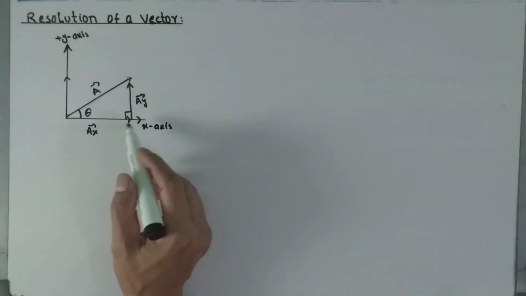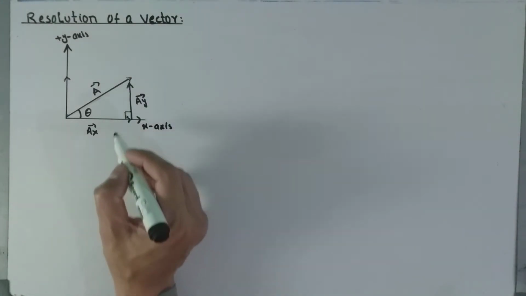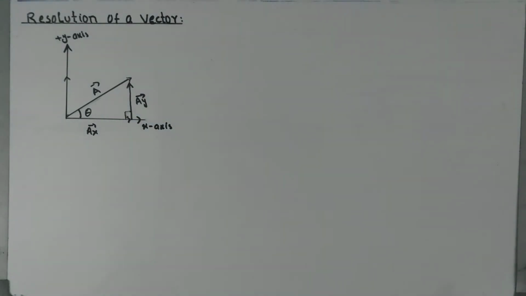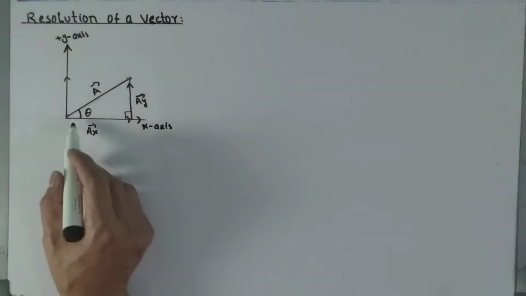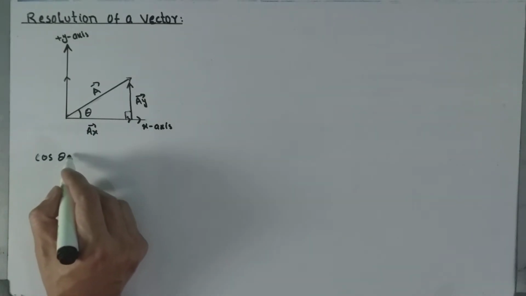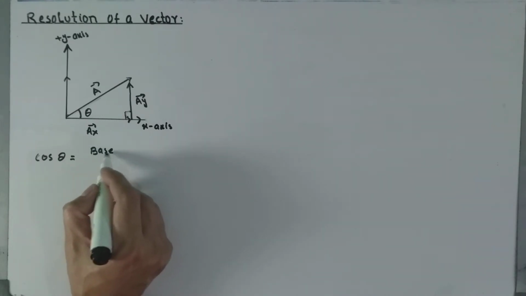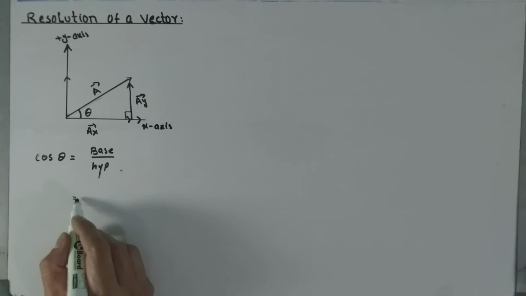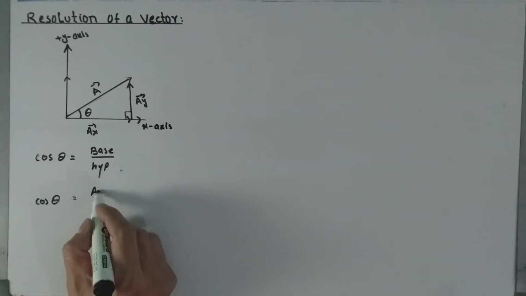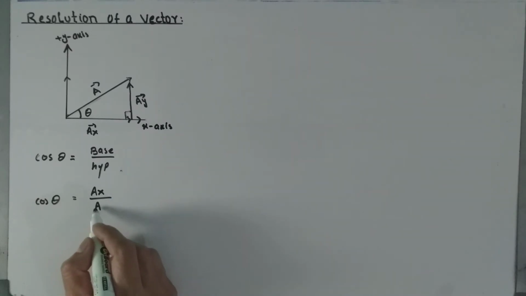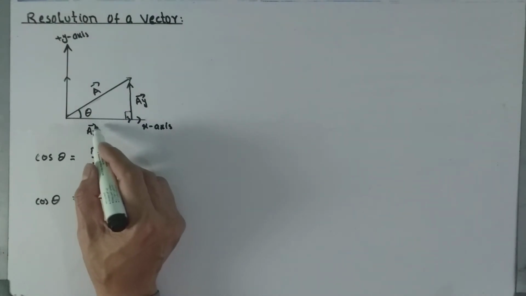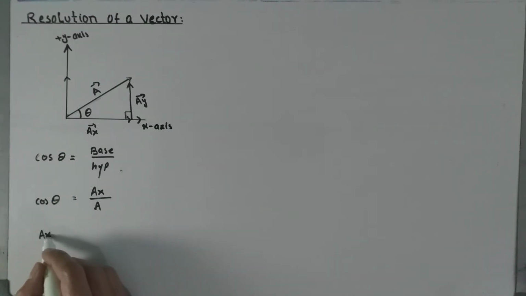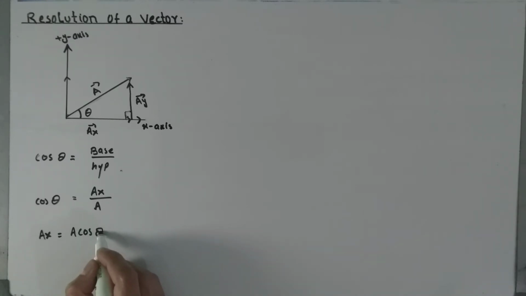Now you can see that there is a right angle triangle. This angle is 90 degrees, this is the perpendicular, this is the horizontal, and this will become the hypotenuse. So for the horizontal, we can use cos theta. Cos theta is equal to base upon hypotenuse. The base is Ax, so cos theta is Ax upon vector A. I need to find the magnitude of Ax, so I am just putting the magnitude of the vector. Now Ax is equal to A cos theta.